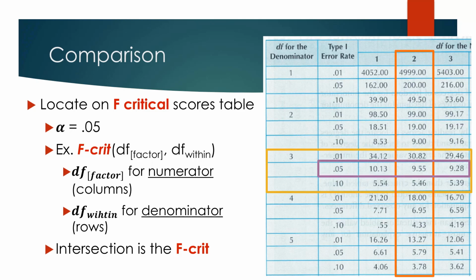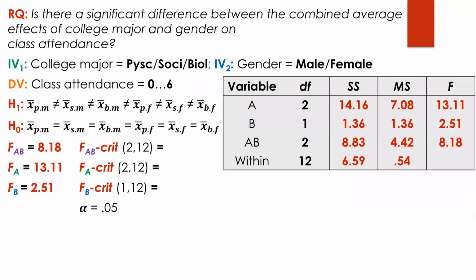This is an example, again, of how you find it. Find the column, find the row section, find the specific row for your alpha level, and then the intersection is the crit score you need. So just for practice, let's go ahead and find the crit scores for all three of the F scores that we have. First for the interaction, and then do it for A and then for B.